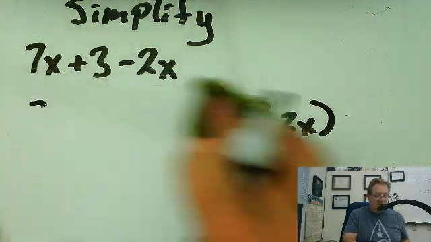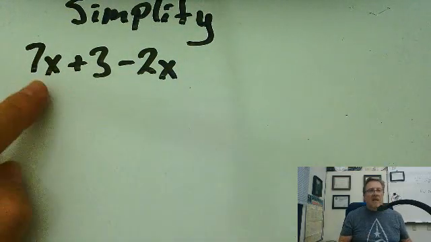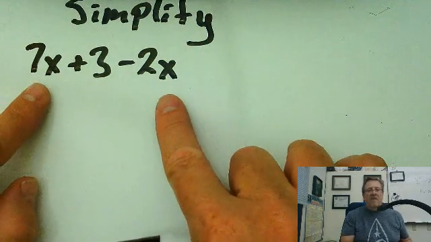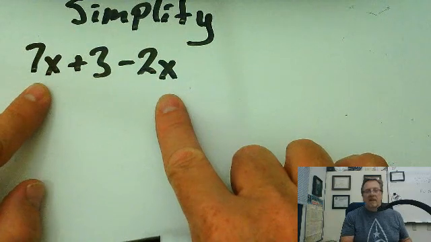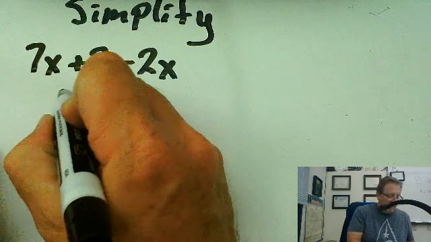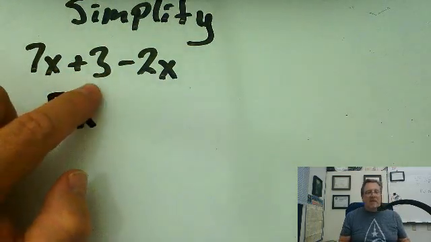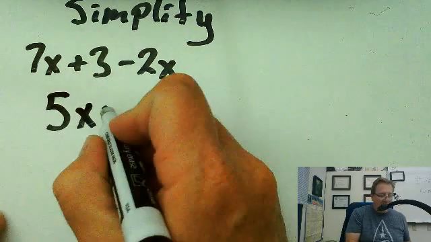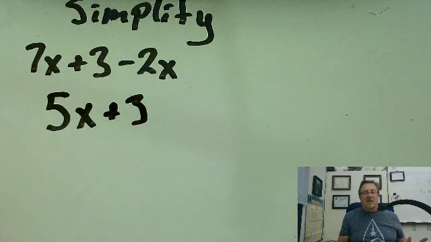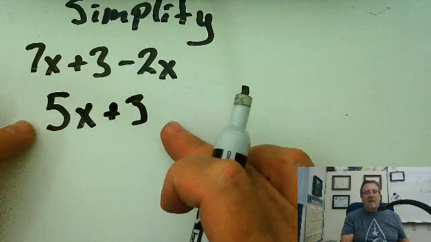Groovy. Let's go back to the original problem. 7x plus 3 minus 2x. Again, look for the same variable raised to the same power. 7x's minus 2x's, as we saw before, is 5x's. But wait, there's still a positive 3. So we're going to write that because it stays there. It doesn't disappear. And my answer, once it's simplified, is 5x plus 3.